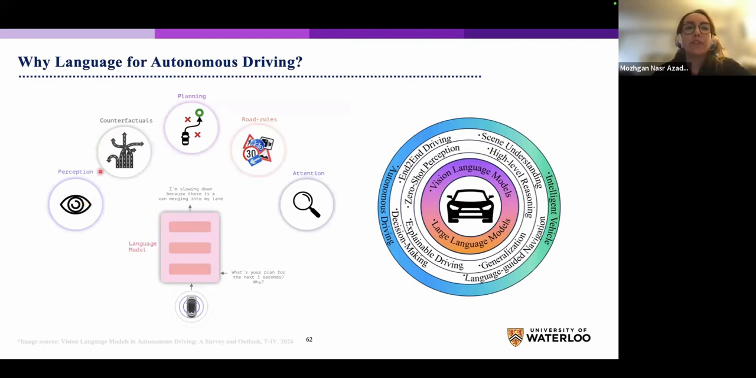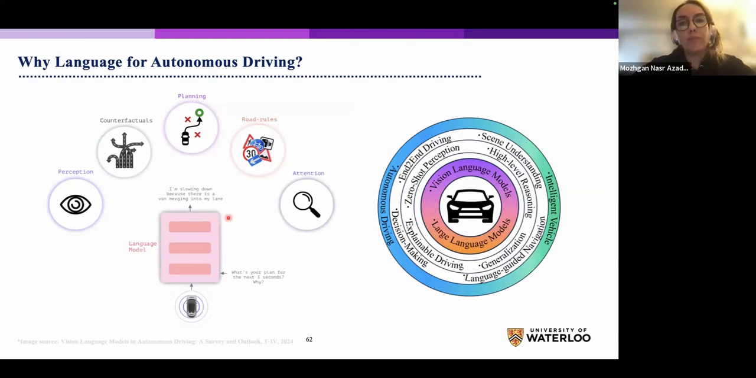We can have counterfactual scenarios where, in an imaginary or simulated setting, we can ask: what if a pedestrian is now running in front of you? We can have planning. We can let the language generate the next step for us. We will see the examples in future, but this is the overall view of what language can do.